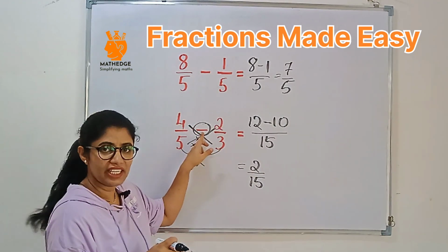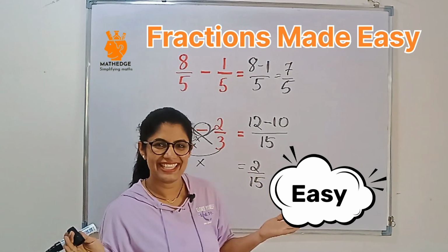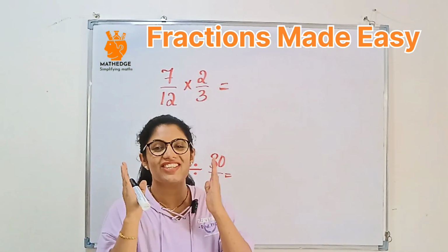Same as what we did in addition. In the place of plus we have negative, so you just place the negative. Easy, right? Multiplication is even easier.